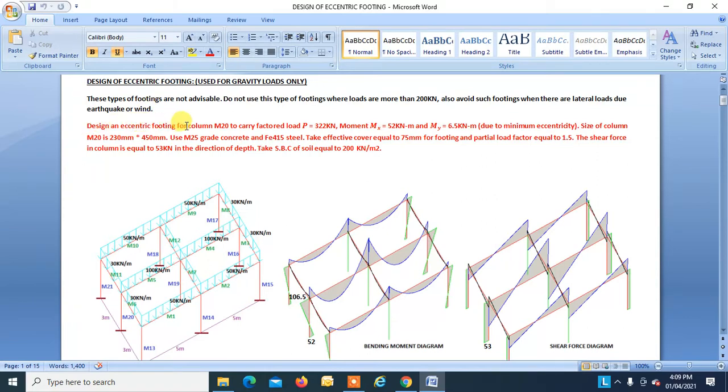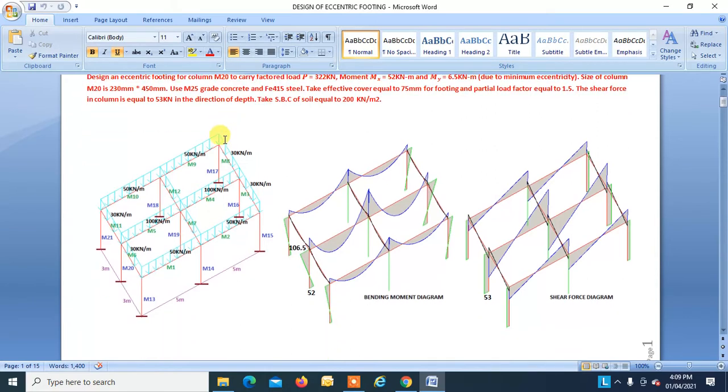Design an eccentric footing for column M20. So this is our frame. Okay, this is member M20. Eccentric footings are usually provided when the column is on the property line. Okay, so assuming this is our property line, we will design the footing for this column, that is M20, as an eccentric footing.